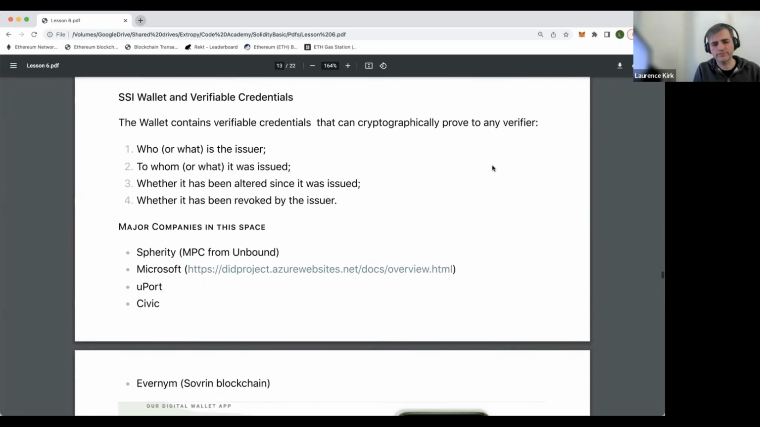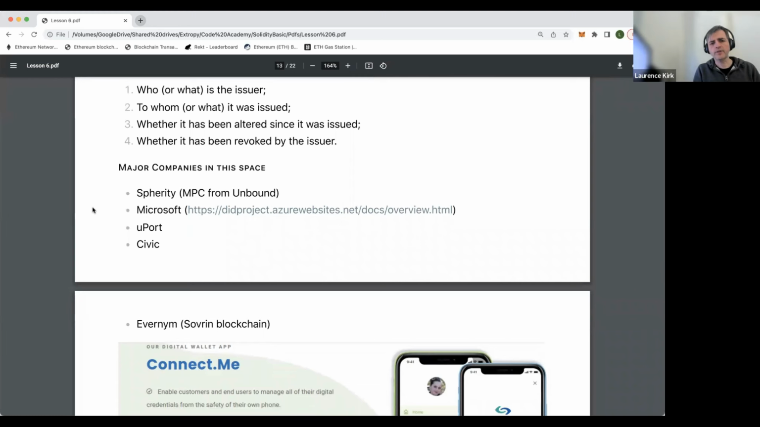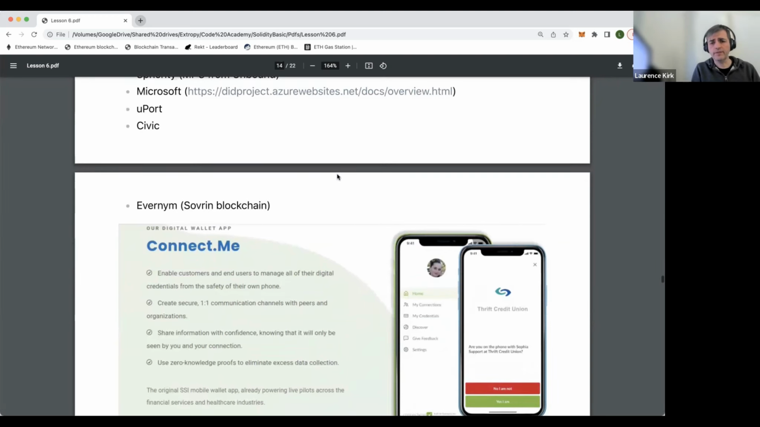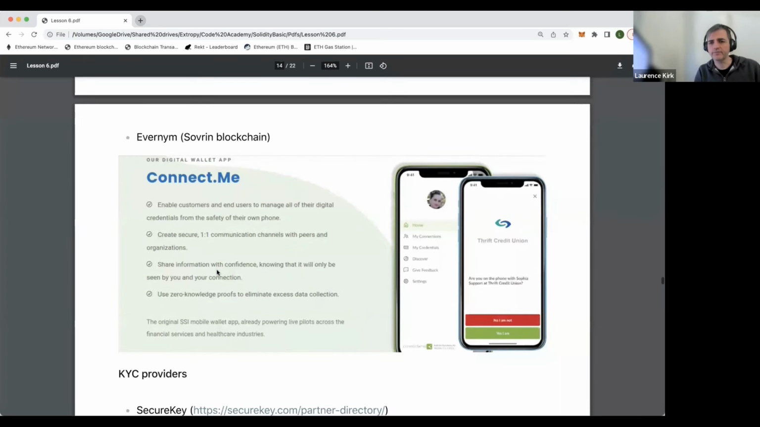And there are a number of companies in the area, some major ones. Microsoft are involved, but some of the other big specialist ones are Spherity, uPort. One that we've been involved with is Evernym, and they produce the Connect.Me wallet. If you want to have a look, this is available as a mobile app. You can create a wallet which creates an identity for you, and then you can get people to send you credentials that you can keep in your wallet, and you can show to other people to prove that you have, for example, passed an exam, or that you have a bank account, or whatever it is.